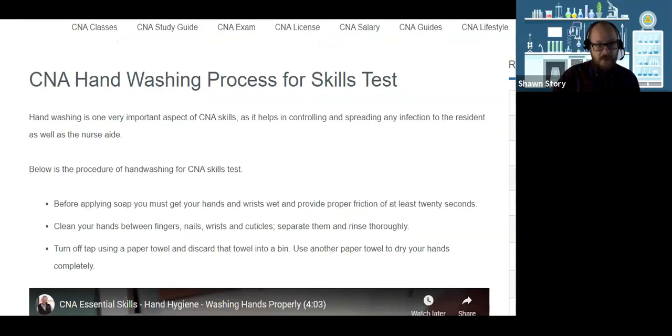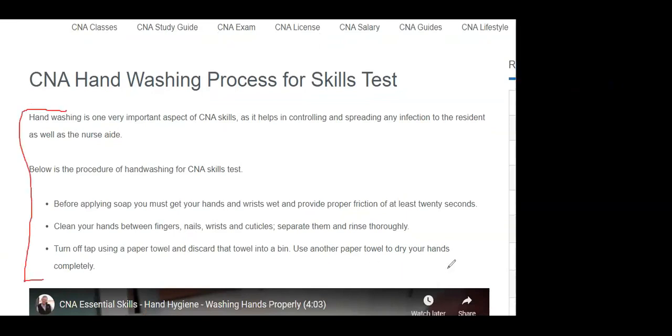Who could read our introduction to hand washing for me? I can. Okay. Hand washing is one very important aspect of CNA skills. That is, it helps in controlling the spreading of any infection to the resident as well as the nurse aide. Below is the procedure of hand washing for CNA skills test.